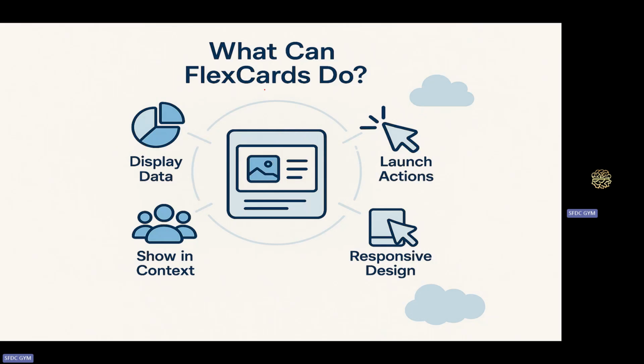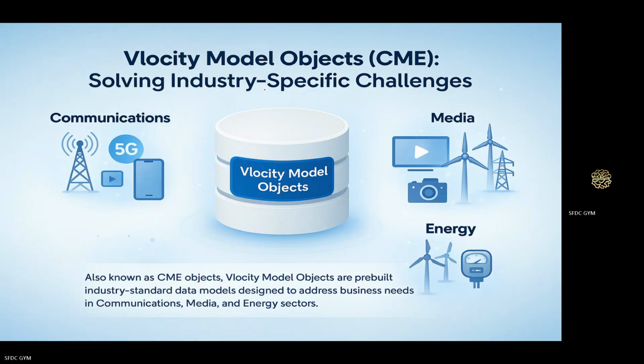Okay. Now let's move to the next one. Now let's discuss the last topic of our video, which is your Velocity model object, sometimes called CME as well, where C stands for communication, M for media, and E for energy. Let's try to understand this with the help of an example. Let's take the Salesforce example. In Salesforce, we have Sales Cloud, right? Service Cloud, Experience Cloud, multiple different clouds we have.